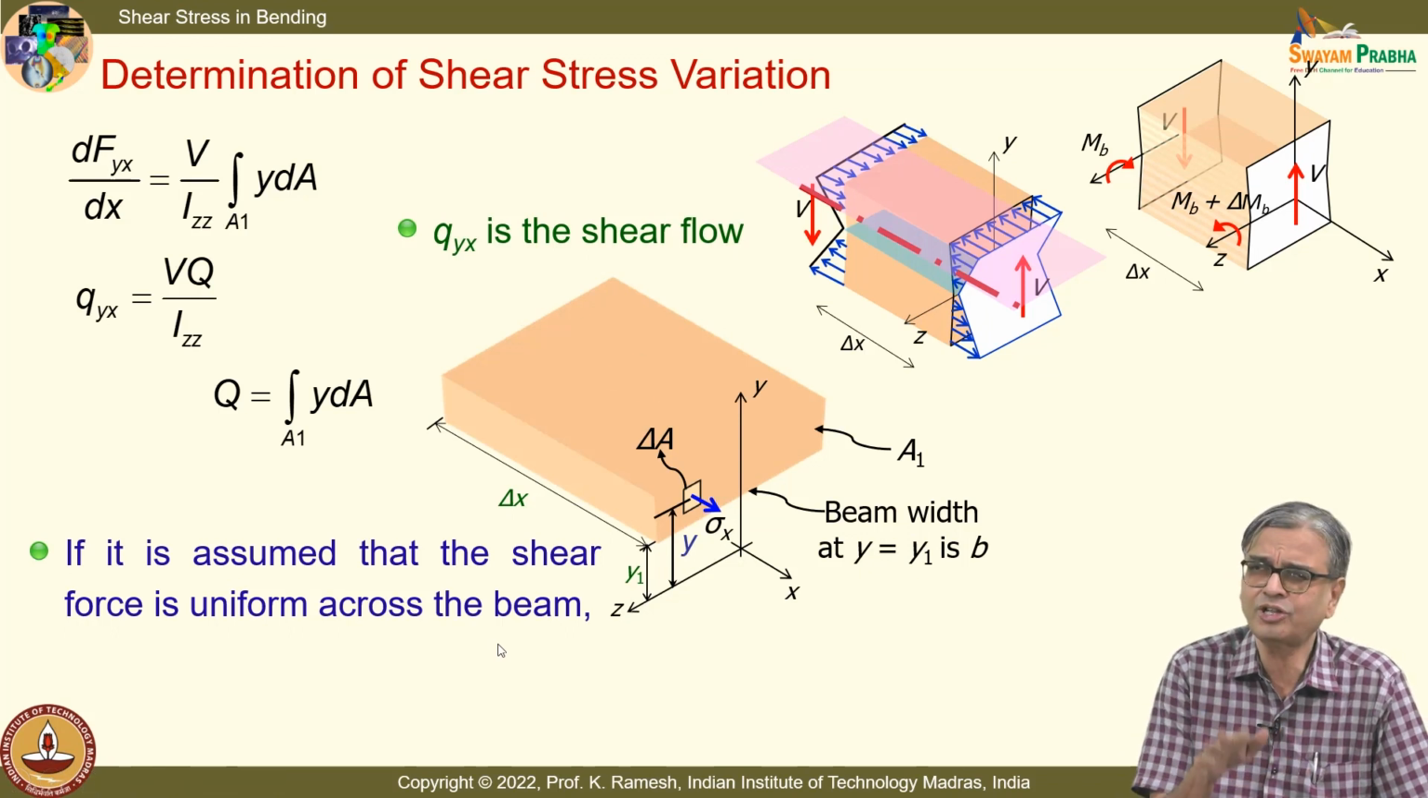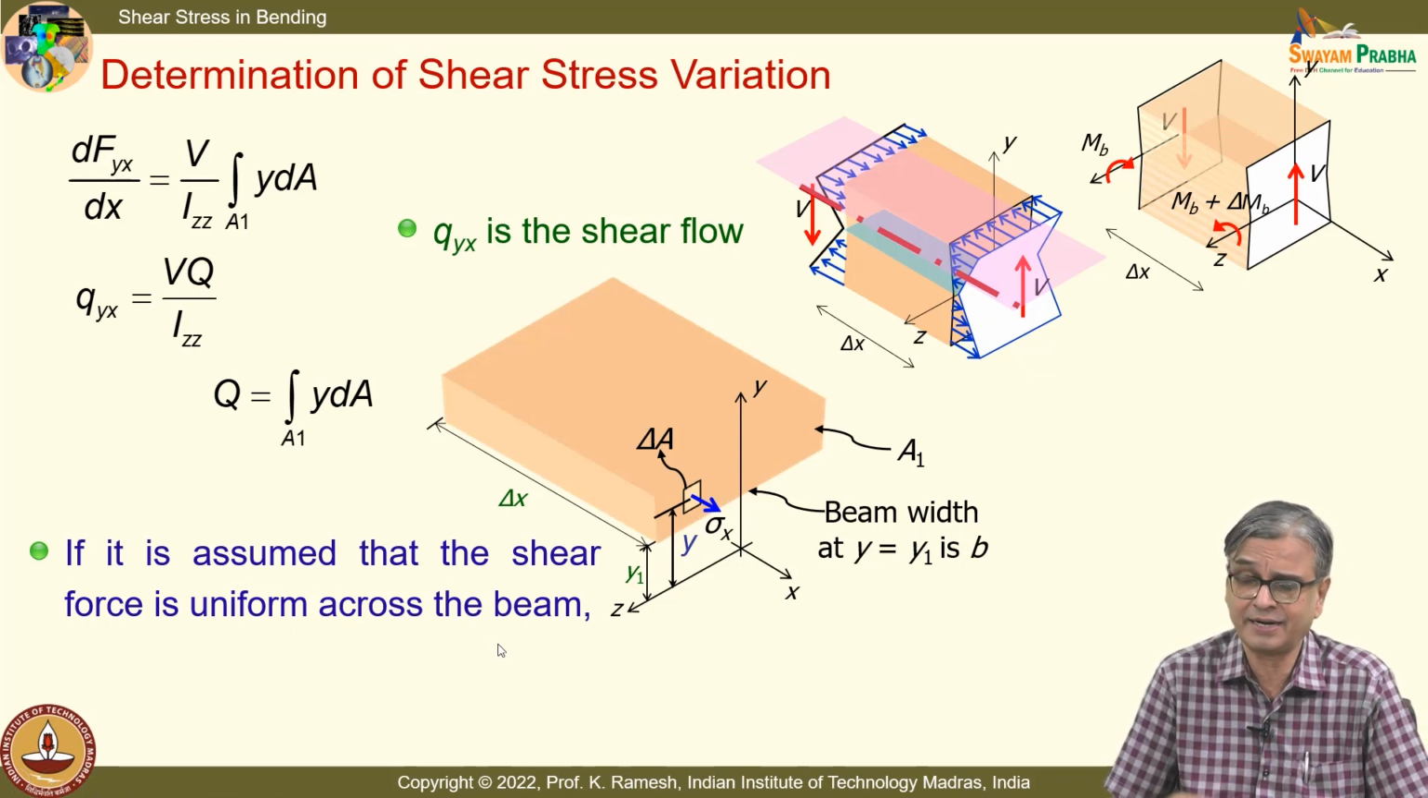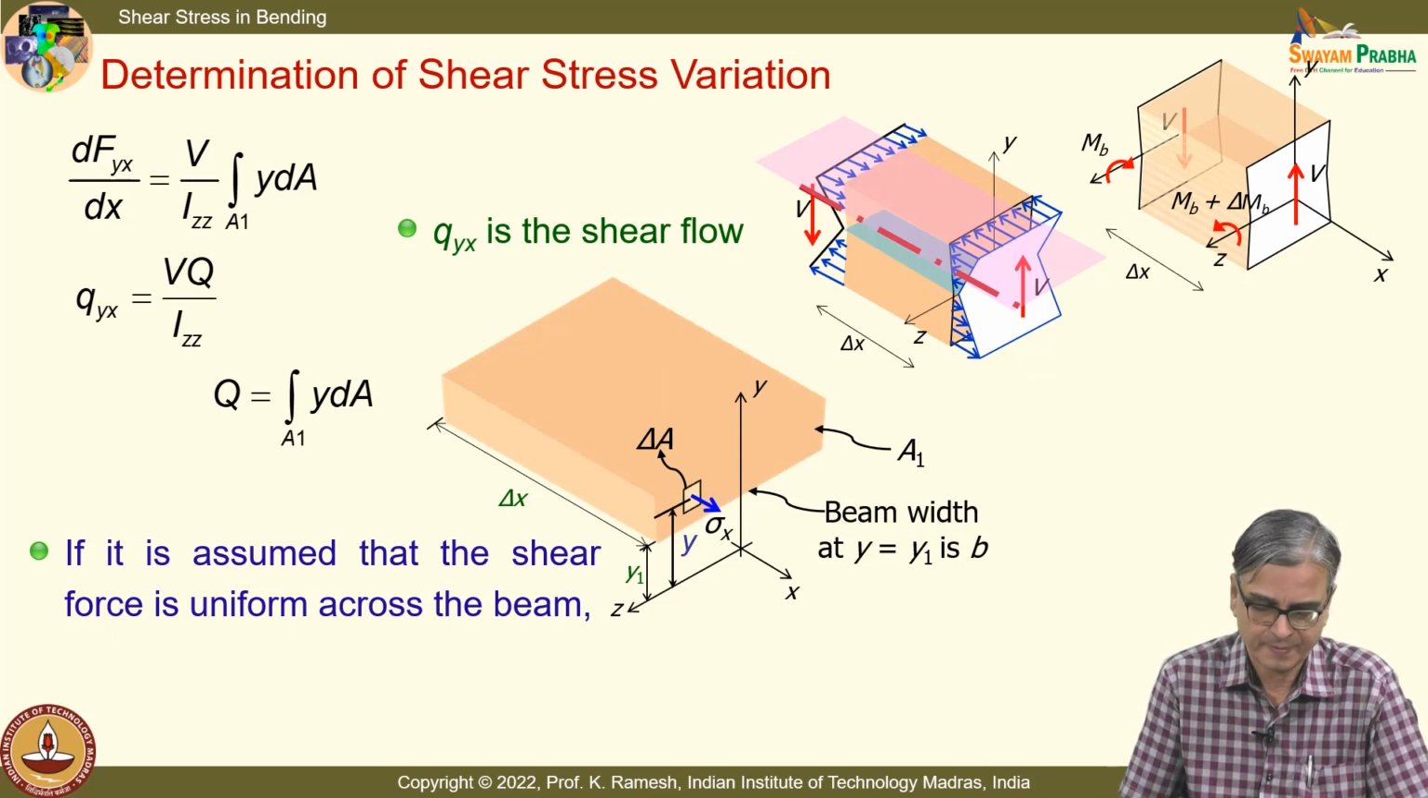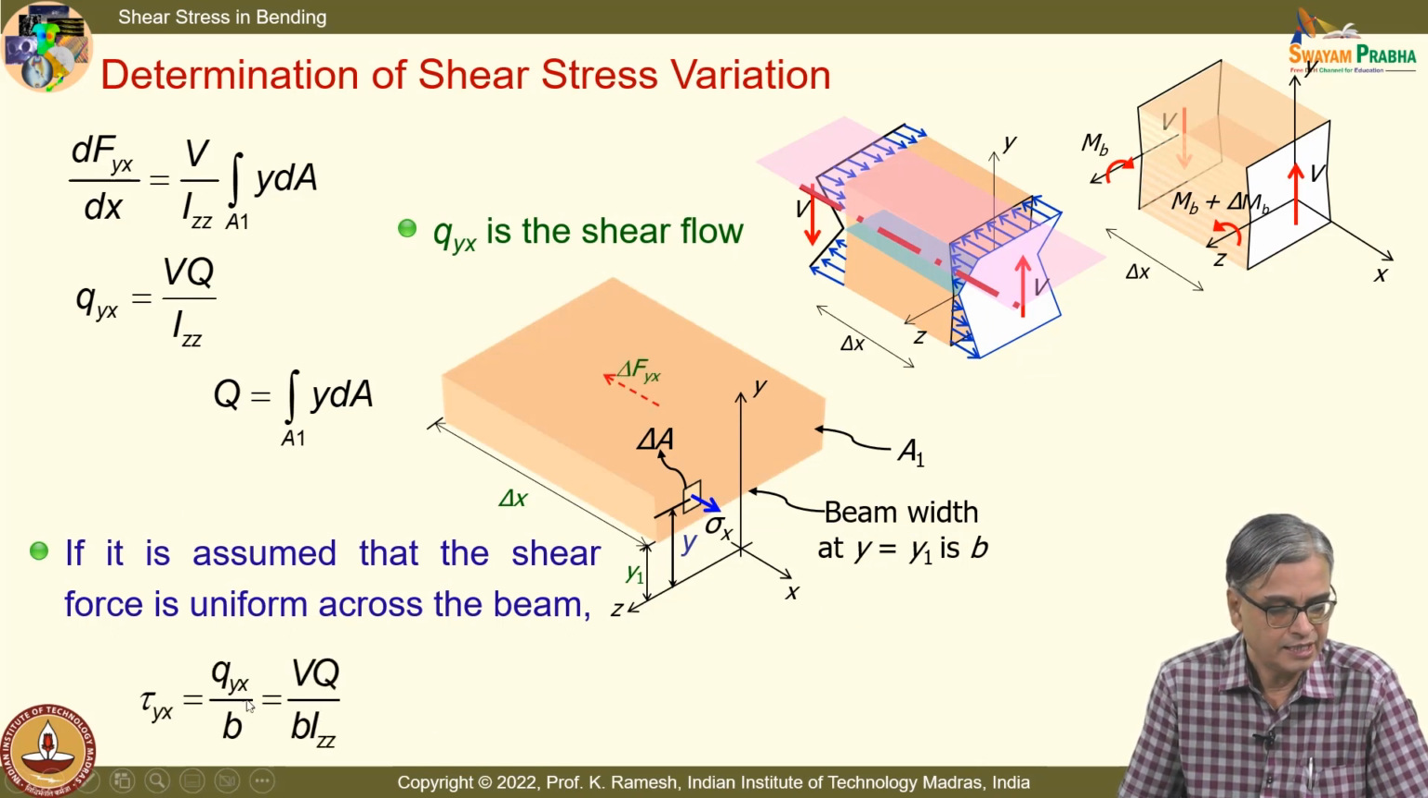All that you can do as part of your development, but the final results that we have got should conform to an exact analysis like what you do in theory of elasticity or a carefully done experiment. It should satisfy both of these. Then our analysis is correct. So, I have tau yx equal to q yx by B. That gives me a very important relationship, that is equal to VQ by B Izz.